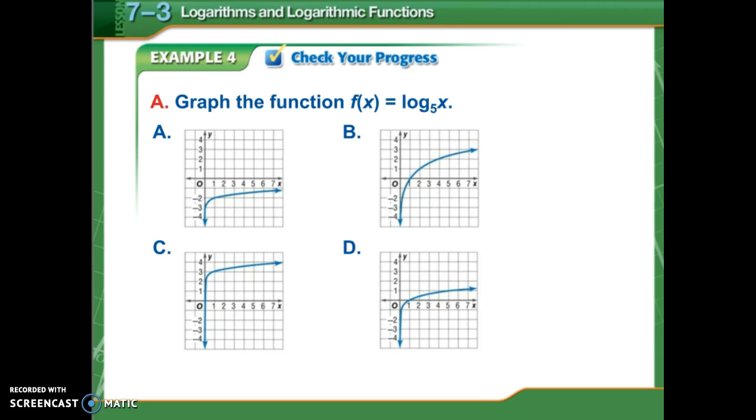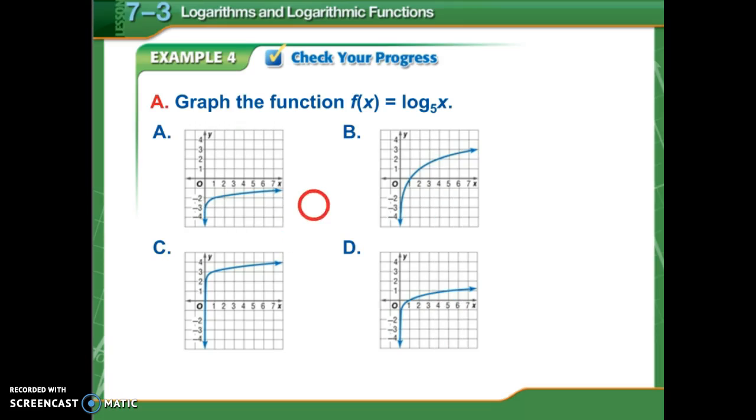All right, check your progress. For example 4, we're first going to do log base 5 of x. You should immediately be able to rule out 2 of these choices because they don't go through the point 1, comma 0. And so now we see that our answer is choice D right here.